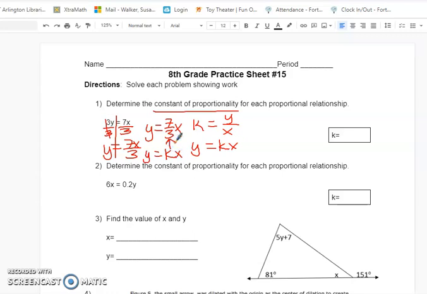Okay? So guess what k is? The constant of proportionality. 7/3. Okay? So you're going to do the same thing with this one, get y by itself. Okay?